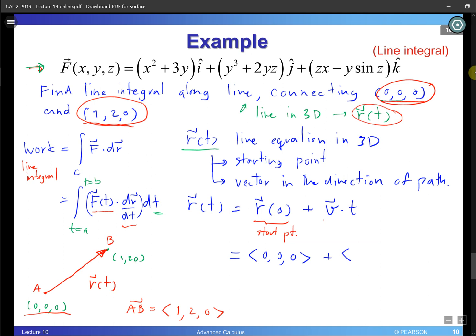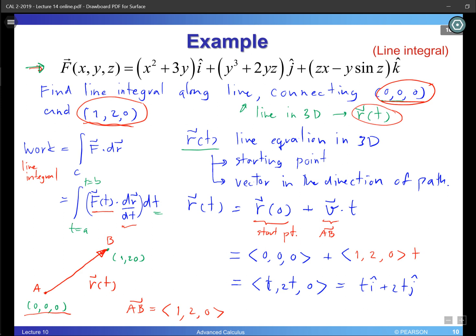Vector V right here is going to be equal to vector AB, moving from A to B. Right, so this is 1, 2, 0, t. So in the end, this is equal to the vector t, 2t, and 0. Or you can represent this in terms of ijk, equal to ti plus 2tj plus 0k. So this is the equation for the line in 3D that we want.